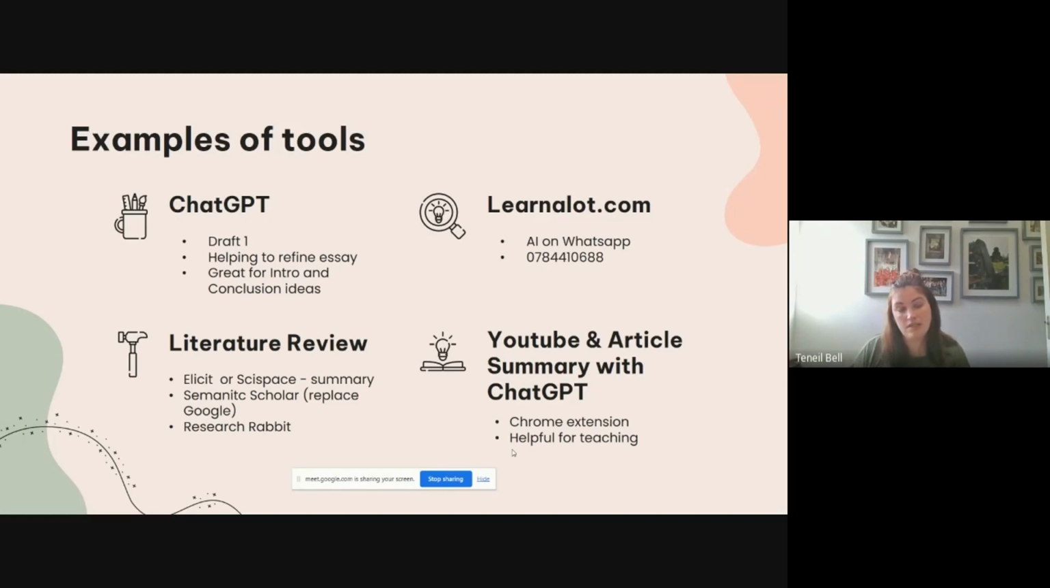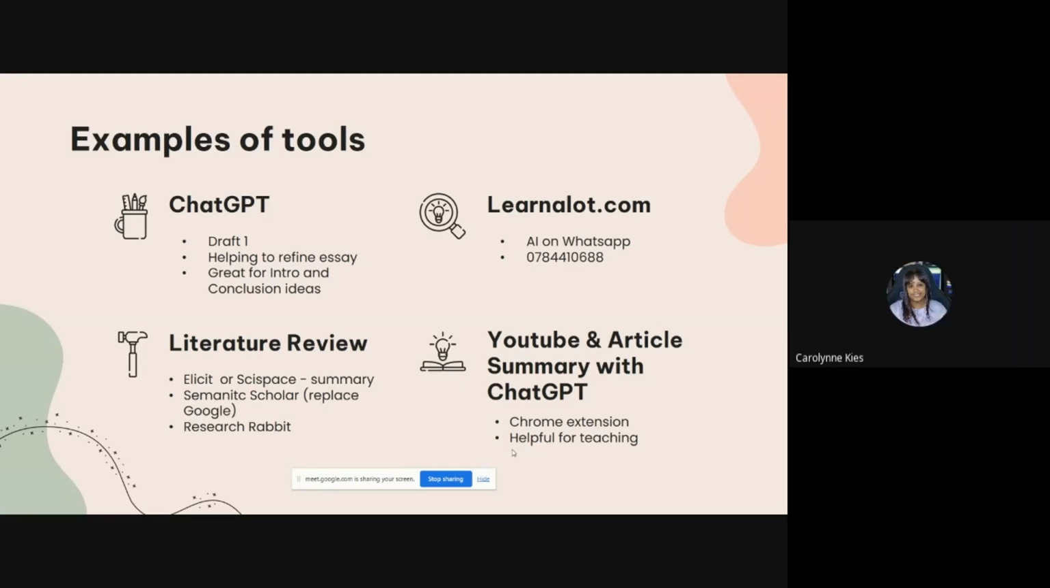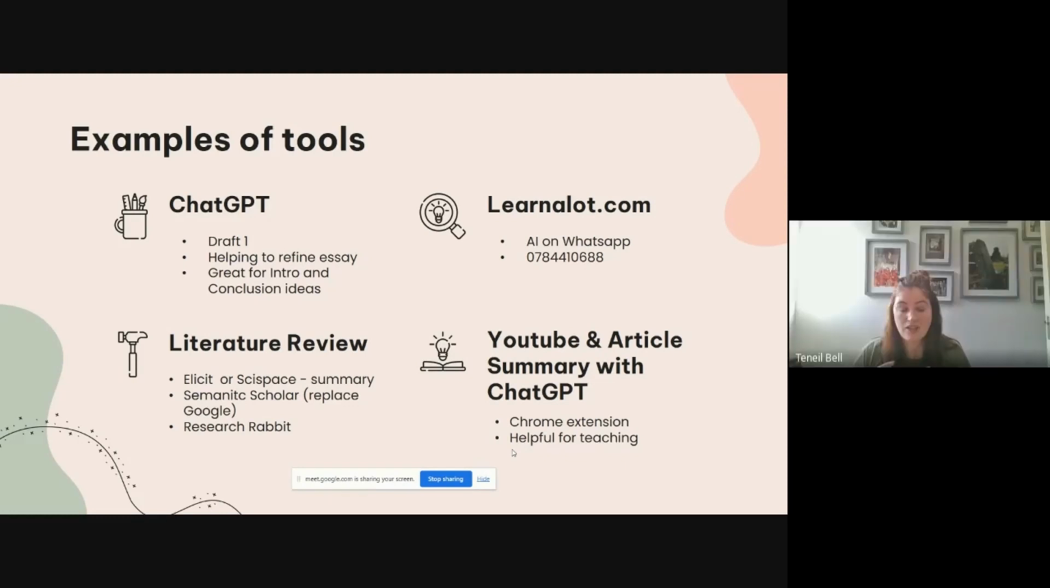Another way of using it is once my students have done draft 1 by themselves and they've handed it back to me for feedback, I've given them feedback. This is a great place to use it as well, to go, this is what I've written. My lecturer has given me this feedback. Help me refine this. And this is where ChatGPT works really nicely. And it helps with that sentence development and some new words and those type of things, which is great. Already like using it in introductions and conclusions.